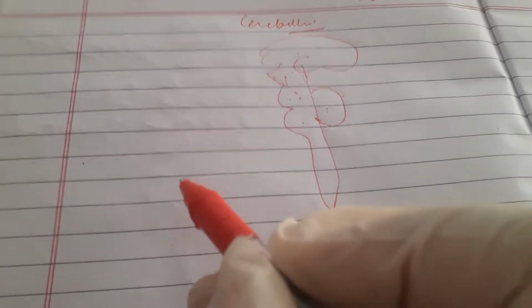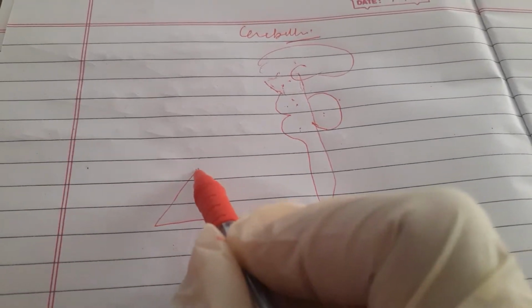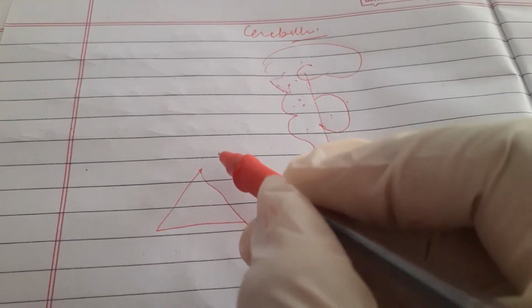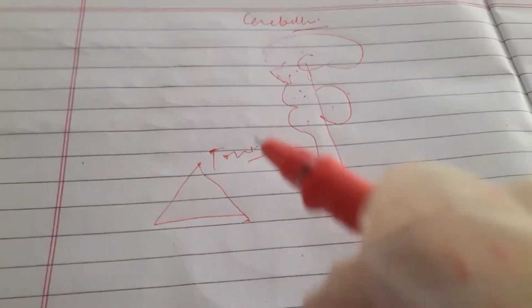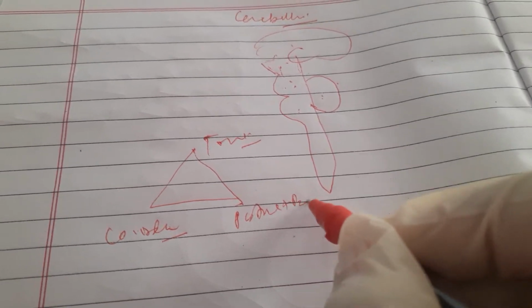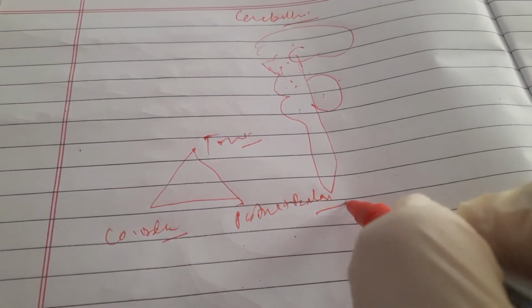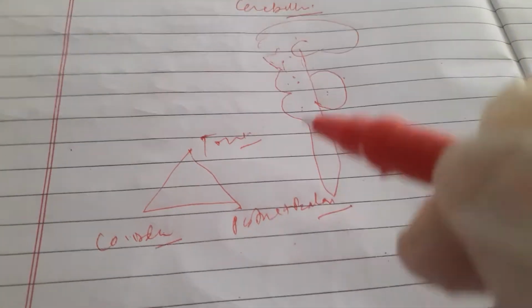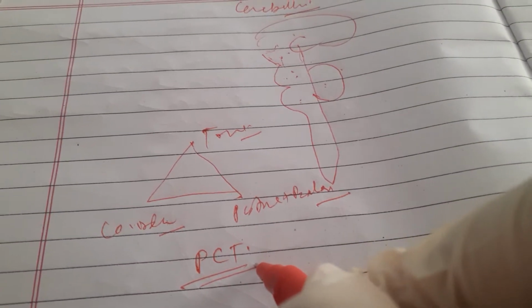Okay, now coming to the cerebellum, regarding its function, it does three functions, that is the tone, coordination of movement, and the posture and balance. You can memorize this by PCT, proximal convoluted tubule. Posture and balance, coordination of movement, and the tone.